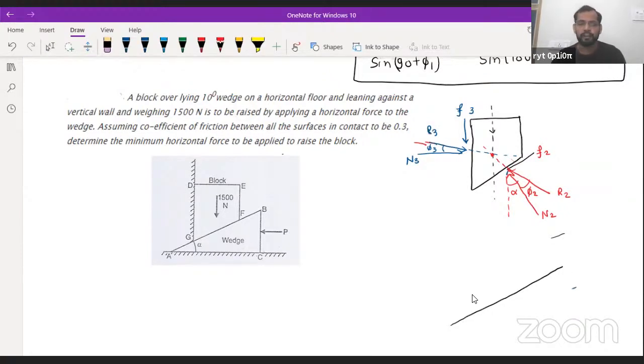So I am waiting for the answer. Anybody who has already solved this problem can message your answer here.